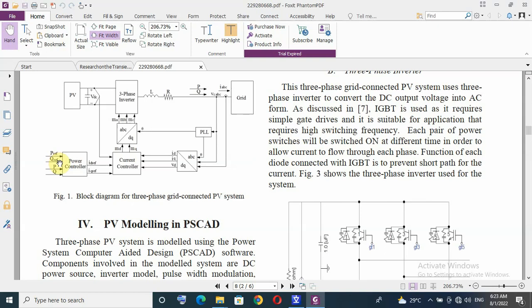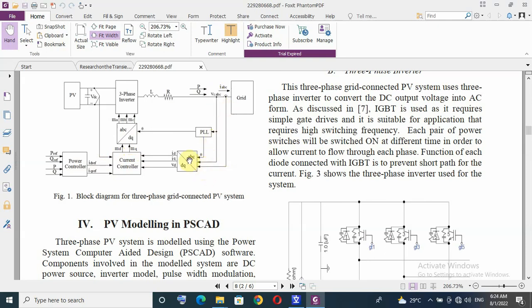There is a P reference and Q reference, active power reference and reactive power reference. Compare them with the actual P and Q. Then I get the ID reference and IQ reference. ID is for controlling P and IQ is for controlling Q. Then I have to compare these references with ID and IQ from the actual voltage and current.